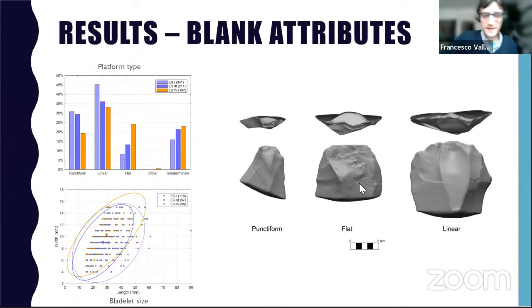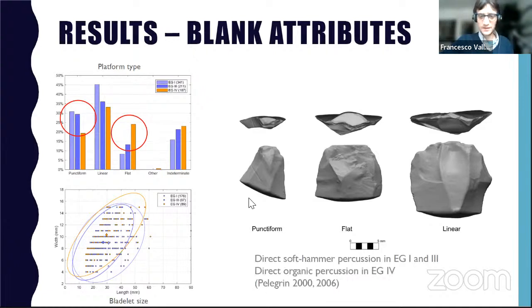So now I'm going to summarize the results of our analysis, combining the traditional analysis and the technological analysis of engraved materials. The traditional analysis of blanks highlighted that one of the main differences among the assemblages can be seen in the kind of platforms of the blanks. We see that although almost all of the platforms are linear, in Engev 1 and Engev 3, Kebaran and geometric Kebaran, we have a majority of punctiform platforms, while in Engev 4, Nitzanan, we have a majority of flat platforms. This pattern can be related to the variability in the technique of knapping, specifically soft hammer versus organic hammer.